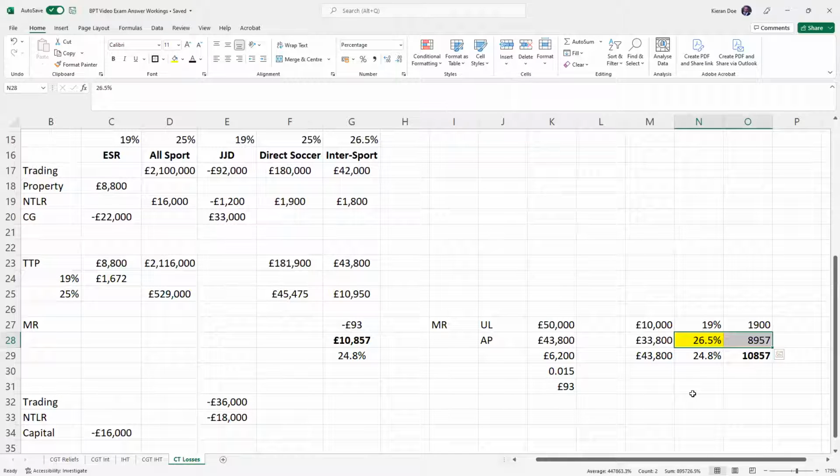So that is quite complicated in terms of how the marginal relief works and how it gets to that effective tax rate. But I think if you understand it, then it will really help you appreciate why it's best to target losses against marginal rate profits.